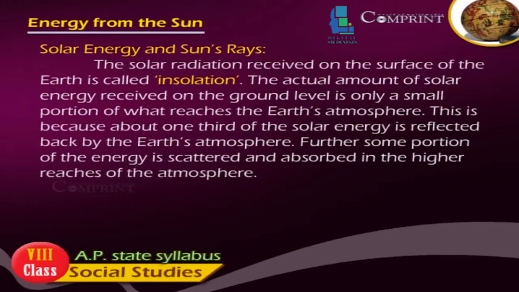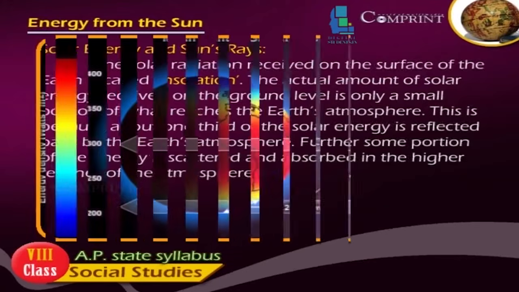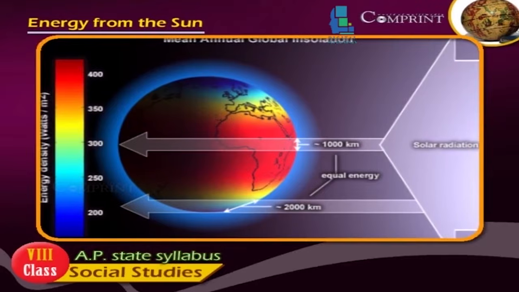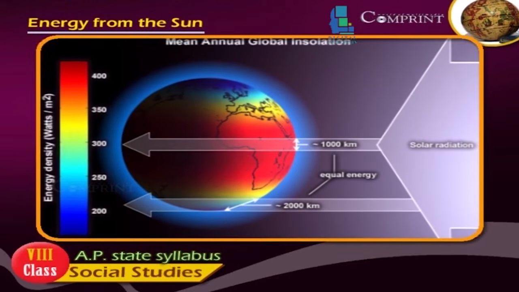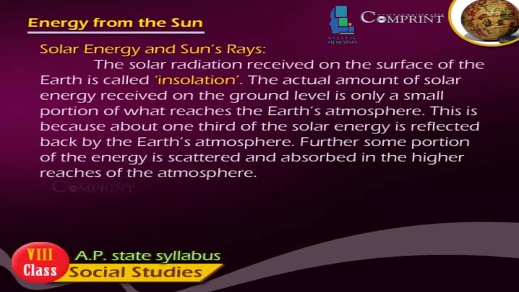The solar radiation received on the surface of the earth is called insolation. The actual amount of solar energy received at ground level is only a small portion of what reaches the earth's atmosphere. This is because about 1/3 of the solar energy is reflected back by the earth's atmosphere. Further, some portion of the energy is scattered and absorbed in the higher reaches of the atmosphere.